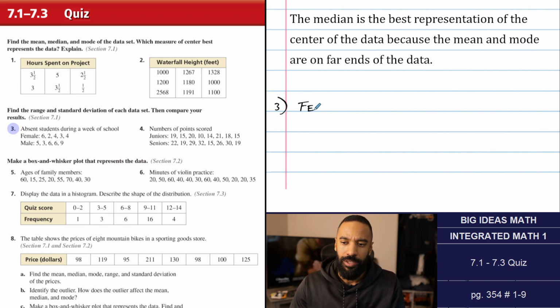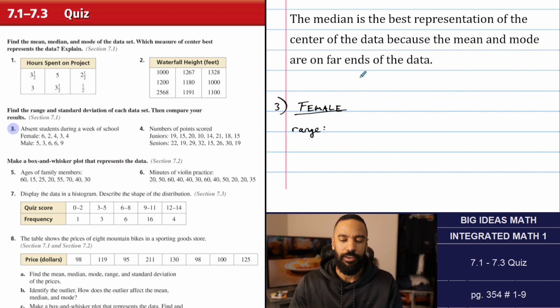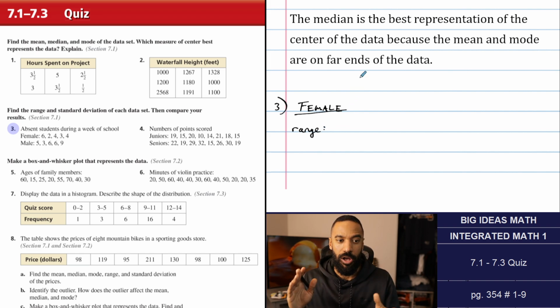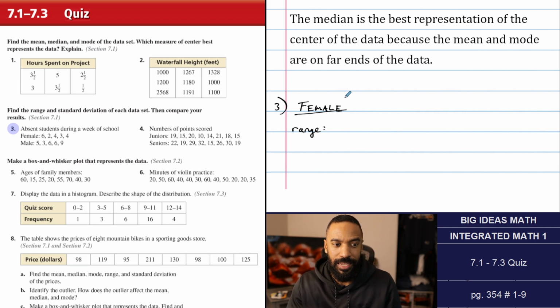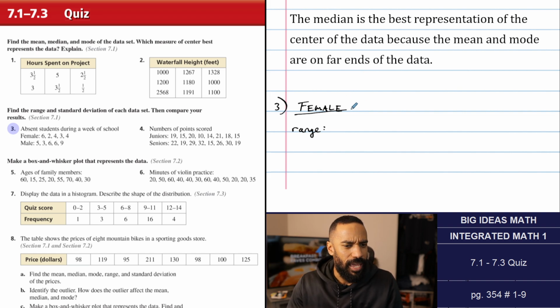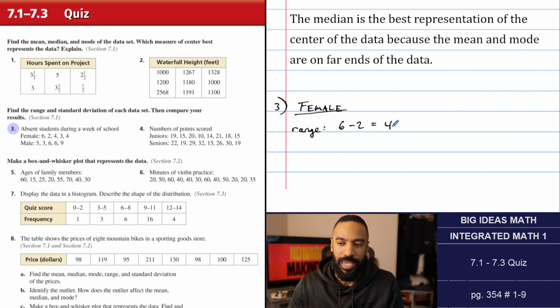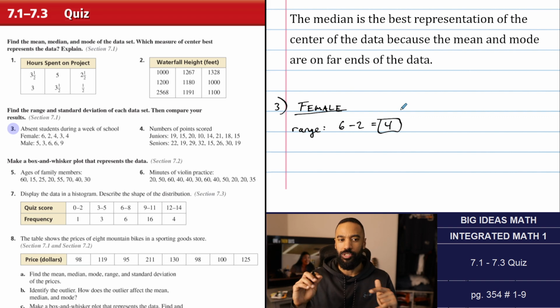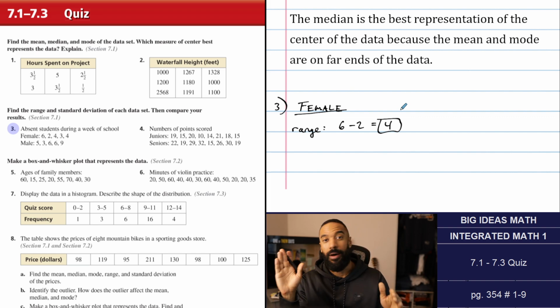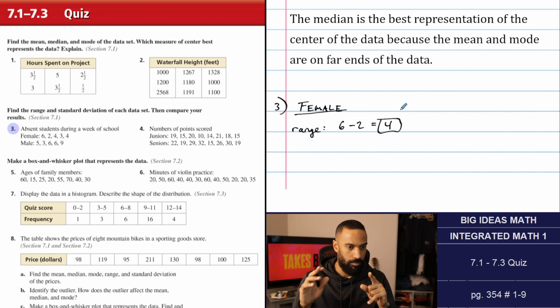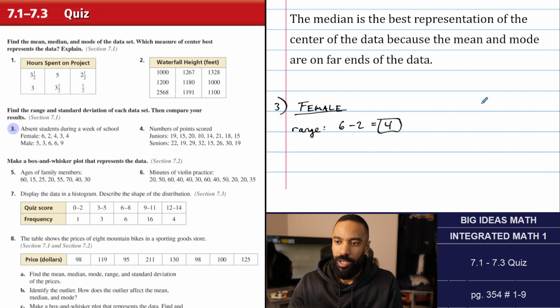So, for female, the range is the difference from your largest number and your smallest number. Now, these are not written in order, right? And if we need standard deviation, we're going to have to use some other, do we need median? I guess not really. So the smallest number is 2, the largest number is 6. 6 minus 2 is 4. The range from the lowest to the highest is that. Not from Monday to Friday, but from Monday and Tuesday, as you can see there.